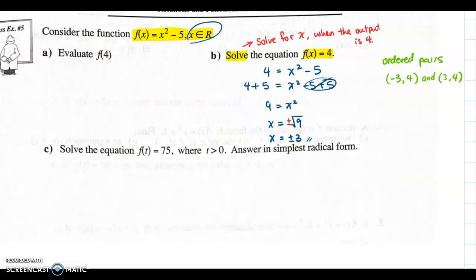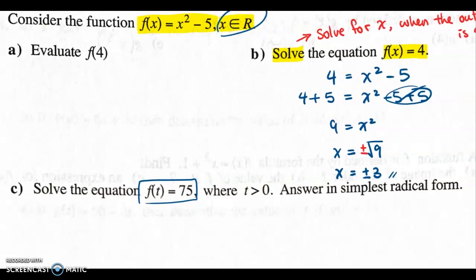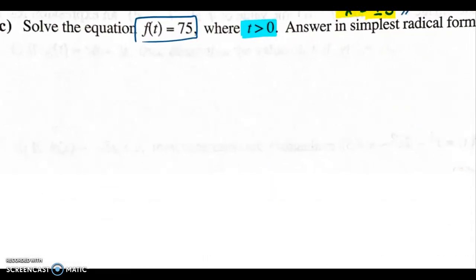Let's look at one more example here in question 5C. It says to solve for the equation, again, we are given an output value. We're working with the same function here, which means we should end up with a positive and negative again. But this time, it gives us a particular parameter for the domain. Remember, domain means a range of numbers that the input value is allowed to be. It's telling us here now that the input value has to be greater than 0. So we no longer have to deal with the negative side. The second thing I want you to note is that it is asking for an answer in simplest radical form. We're going to look at what that looks like in just a second.